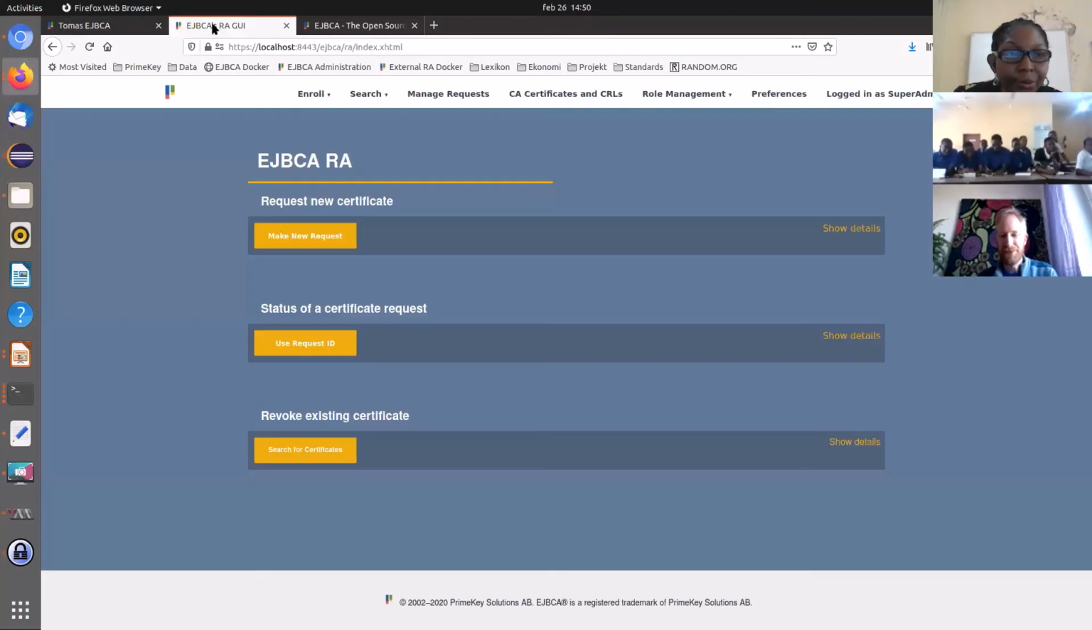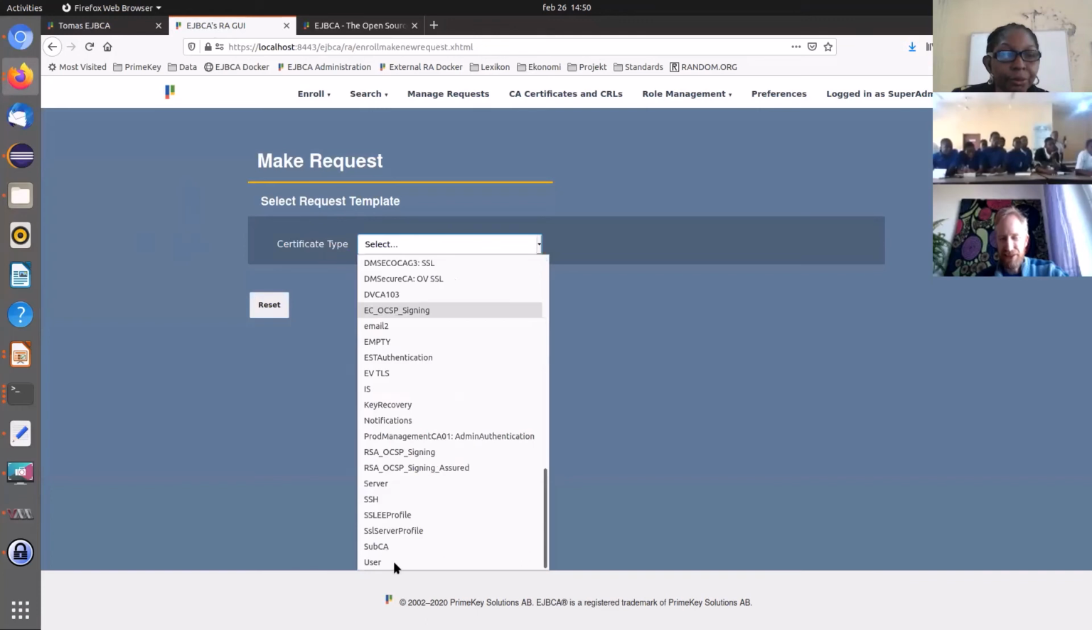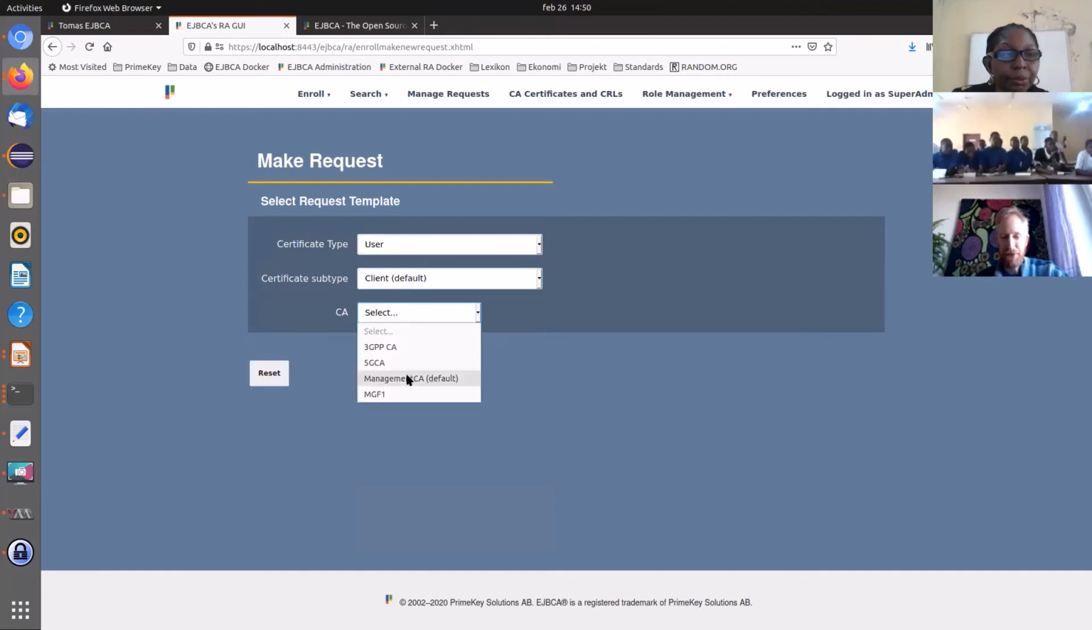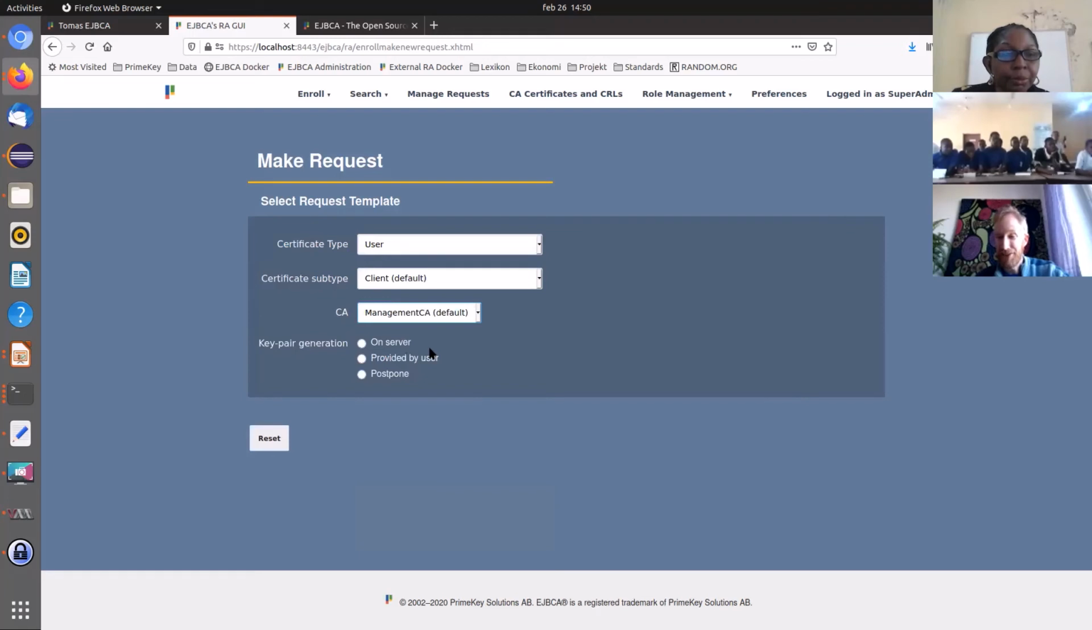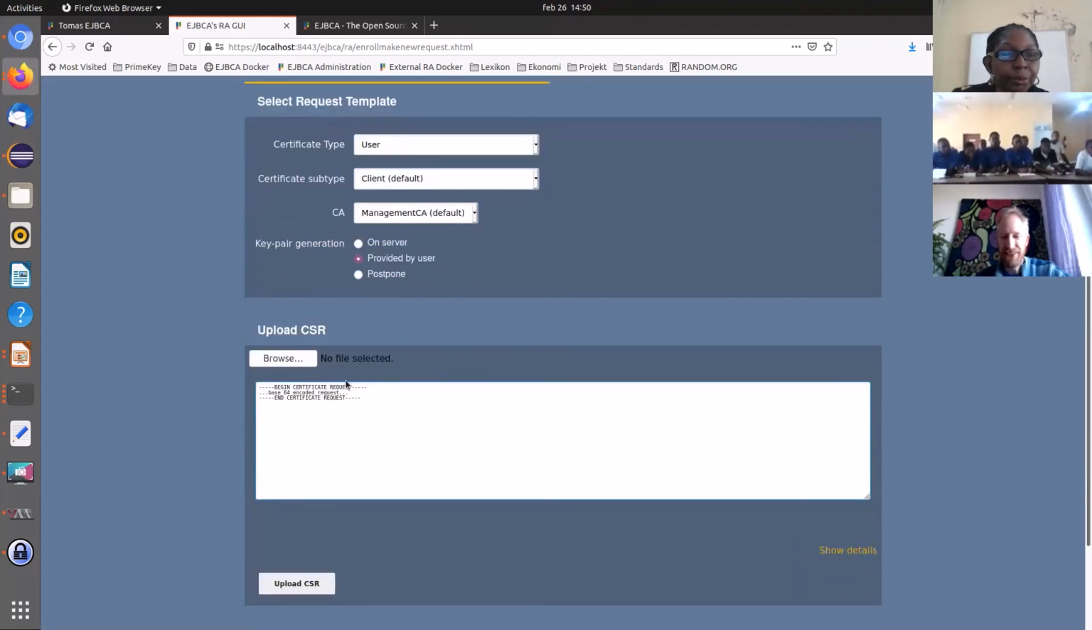So I can start with the first one. This is what is called the RA interface in EJBCA, which stands for Registration Authority. Here I can request a new certificate, say make a new request. And then I can select, in this case, I will make a user certificate, and I will select a certificate subtype, and I will issue this from one of my certification authorities. And if I want to upload the CSR, I say that I provide the CSR, and then I get this box.